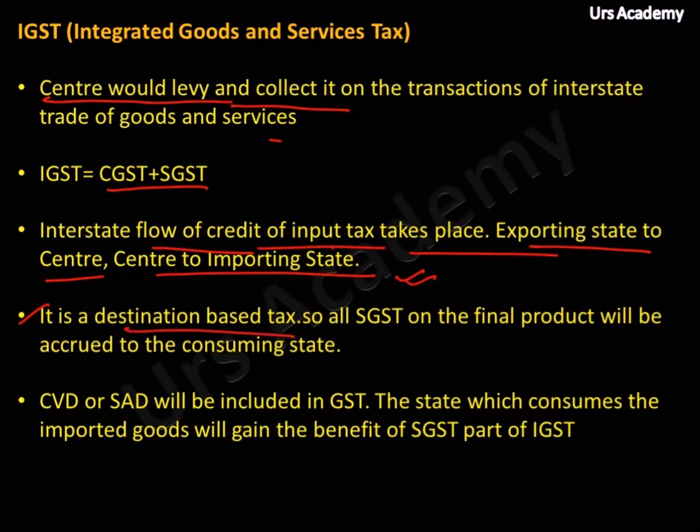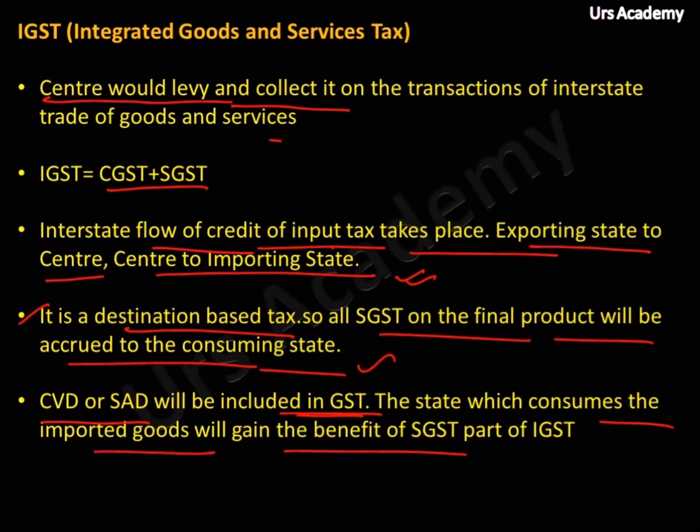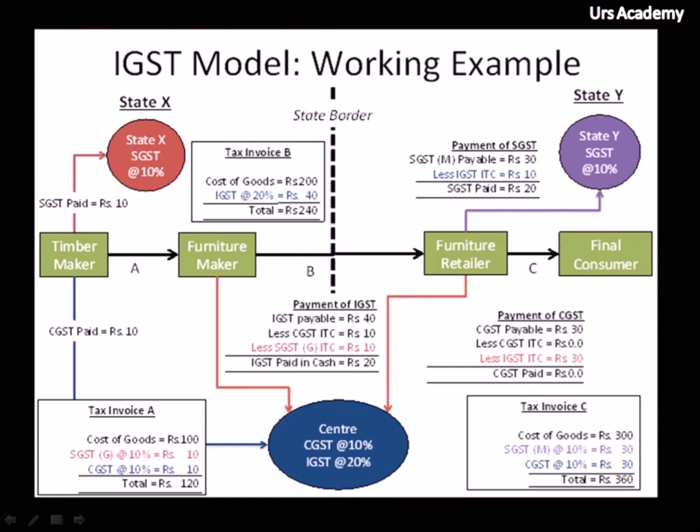It is a destination based tax, so all SGST on the final product will be accrued by the consuming state. Please remember, countervailing duty and special additional duty will be included in GST. The state which consumes the imported goods will gain the benefit of the SGST part of IGST. Please understand these things, what I mean to say. I'll explain it in this figure. Please cooperate. Here, integrated goods and services tax.